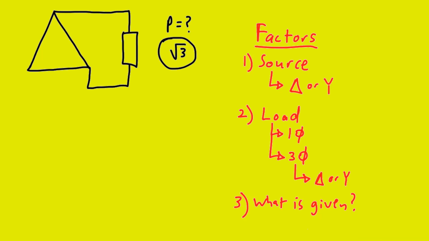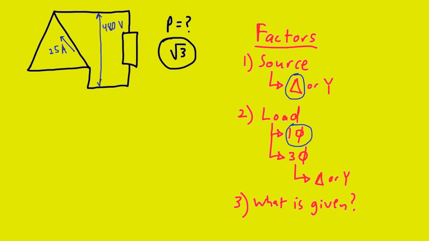Now let's identify the factors for our particular situation. The first factor, the source, as we've said before, is delta. Our second factor is the load. We have a single-phase load. It's a single-phase load on a three-phase system. It's interesting to note that simply because we are on a three-phase system, we're not necessarily required to use the root 3. It's something to keep in mind. Our third factor is, what are the givens? Let's supply these with a 25 amp phase current and a 480 volt line voltage.